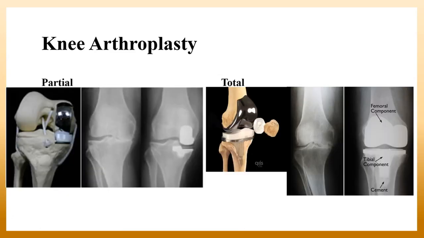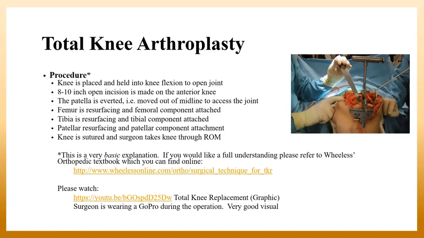So what does a knee replacement, a knee arthroplasty, look like? A partial is usually just going to fix one compartment of the knee, usually the medial compartment. And then we have the total knee replacement, which has a patellar component here. What's the procedure? I'd like you guys to look up this link to understand the procedure, and then please watch that YouTube video. Now, it is graphic, but it is a very good visual for you to understand what these patients go through.